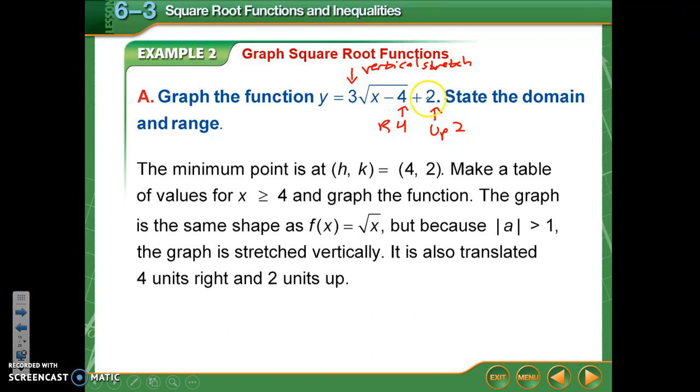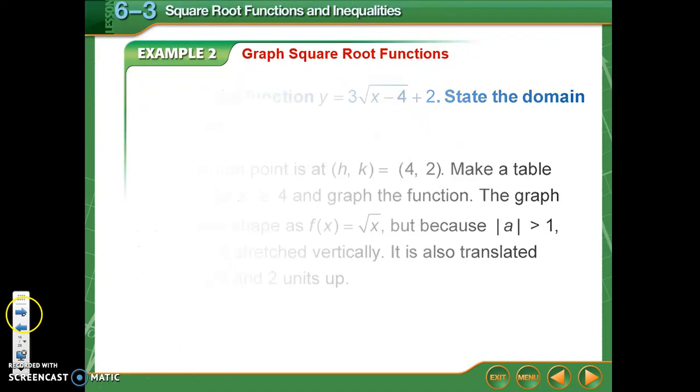Okay, so these translations, to the right 4 and up 2, give us our minimum point, or kind of like the starting point of our function. So that point h, k is where we're going to start our table of values. We'll start our table of values at x equals 4. We're going to have the same shape, as I said, as the parent graph, but it's going to be stretched vertically. So let's take a look at what that would look like.